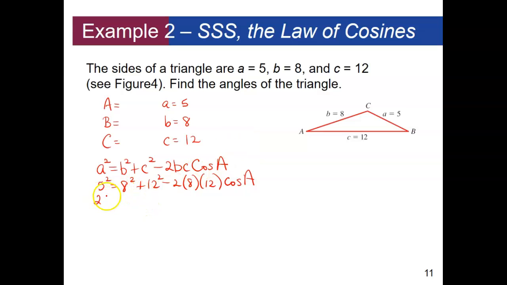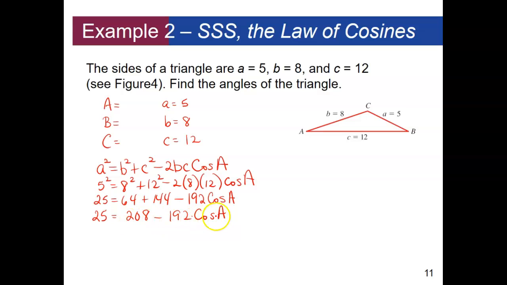Okay, so we've got 25 is 64 plus 144 minus 192 times the cosine of A. If I add these two together, I get 208. The number one mistake I see people make using the law of cosines is to combine these two numbers together. They don't combine together because 208 is standing alone and the 192 is multiplied to the cosine of A. So we can't combine these two together.